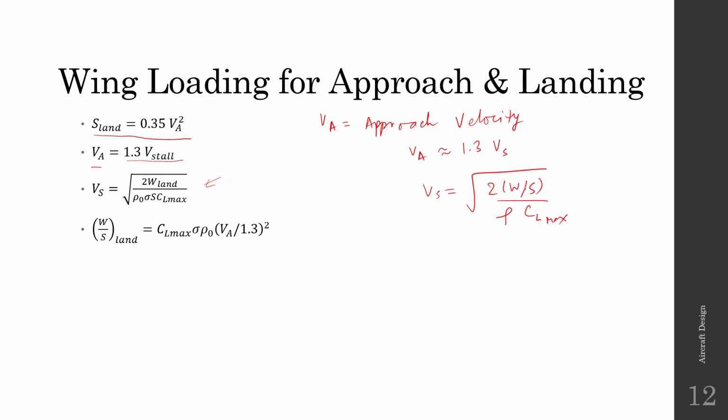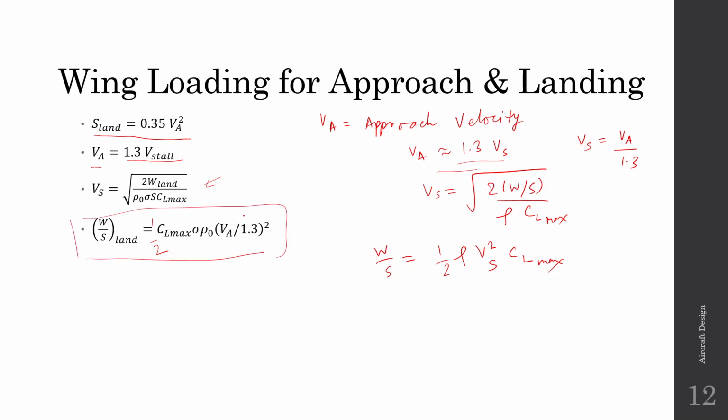So then what you can do is expand this equation and solve for W by S. So you will get that W by S will be half rho V square CL max. And then the stall velocity, you can find it from this equation. So you can write Vs is equal to Va by 1.3. When you write that, you will get this equation. So from here you can estimate the wing loading for approach and landing phase.